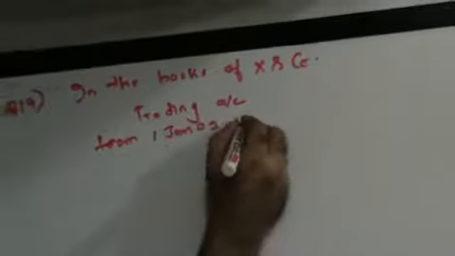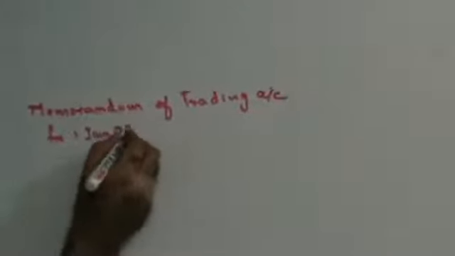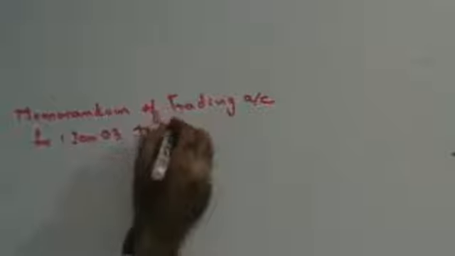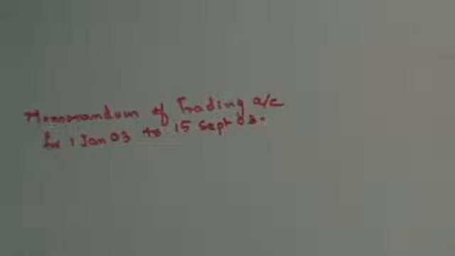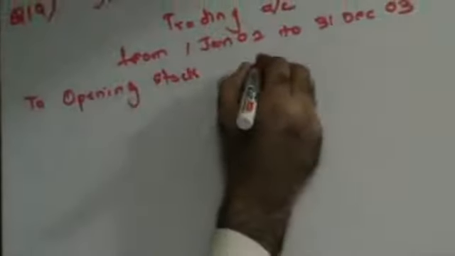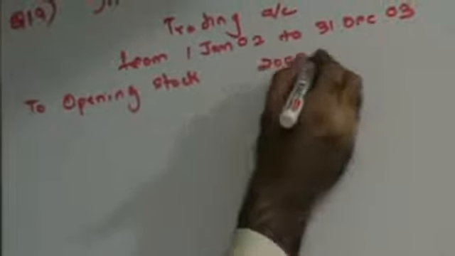Right, trading account is going to be from 1st Jan 02 to 31st December 03, and memorandum will be from 1st Jan 03 to the date of fire, which is 15 September 03. Right, let's start. They give you stock and cost. So that's opening stock of trading account. Opening stock is given to you as 20,000.